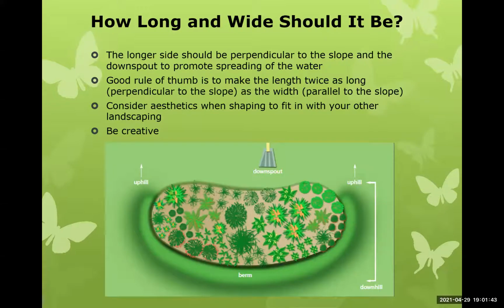So how long and how wide? Generally, when you have the water coming in, the house is up here and you have the water coming in, we typically make the longer side perpendicular to the slope. Here's your downspout, the slope; this is the uphill part of the rain garden here. This is the downhill part. We generally make it perpendicular. A good rule of thumb is to make the length twice as long as the width.